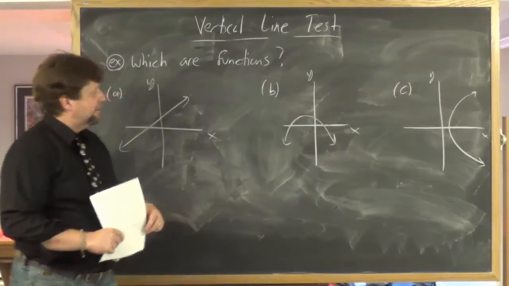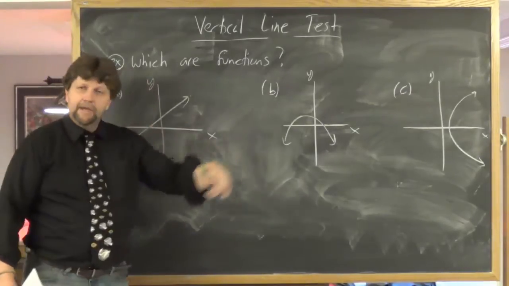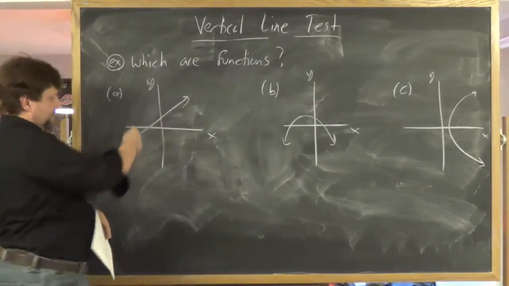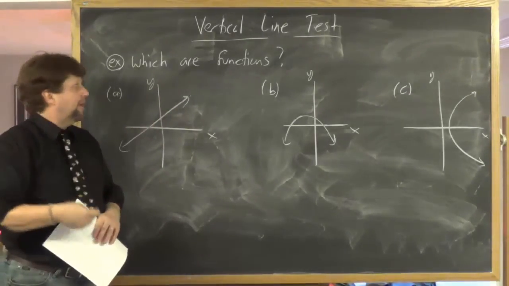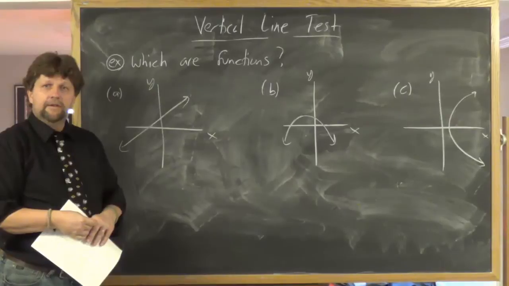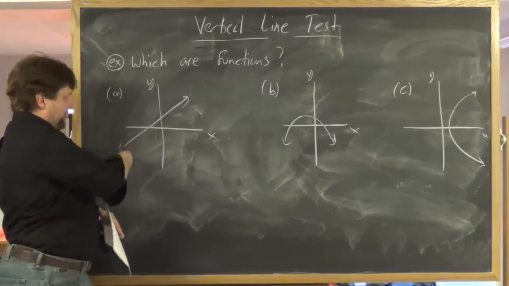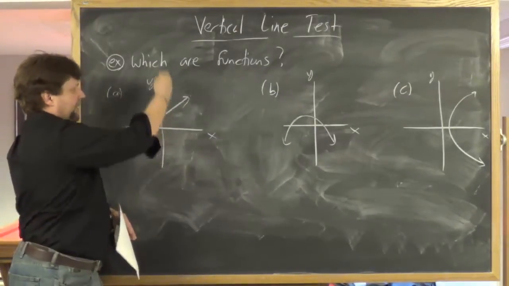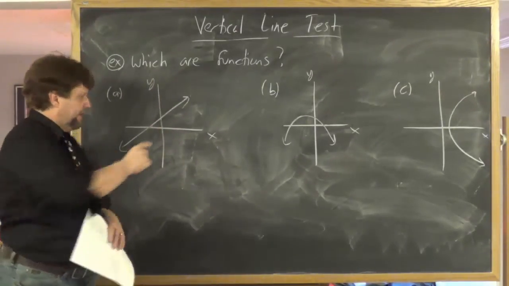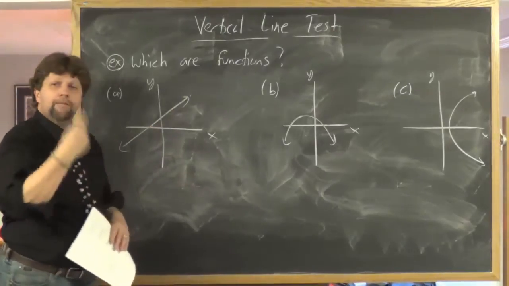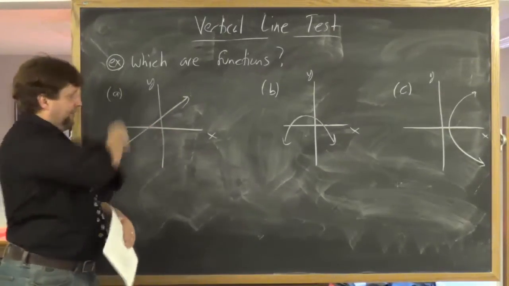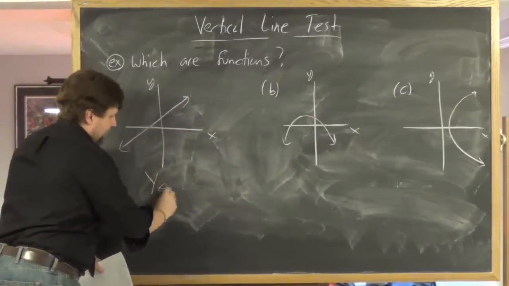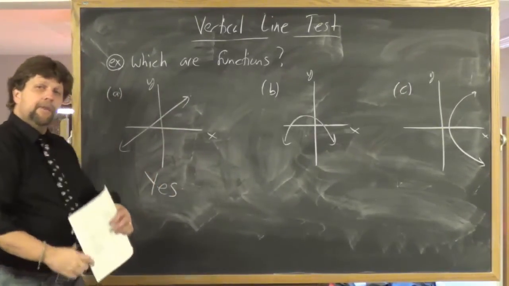So let's look. Which of the following, A, B, or C, are functions? So here's the graph of something in A. Looks like a nice friendly line. The question is, is it a function? No matter where I would draw a vertical line, every vertical line that I would draw here would only intersect this graph in one point. Because every vertical line only intersects the graph in one point, yes, this is a function.